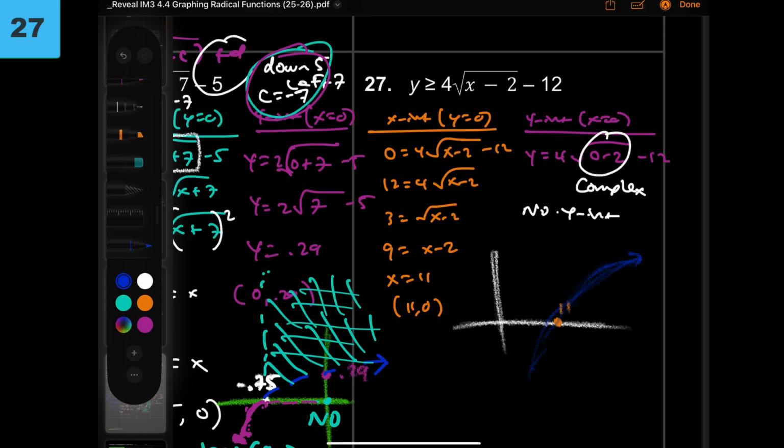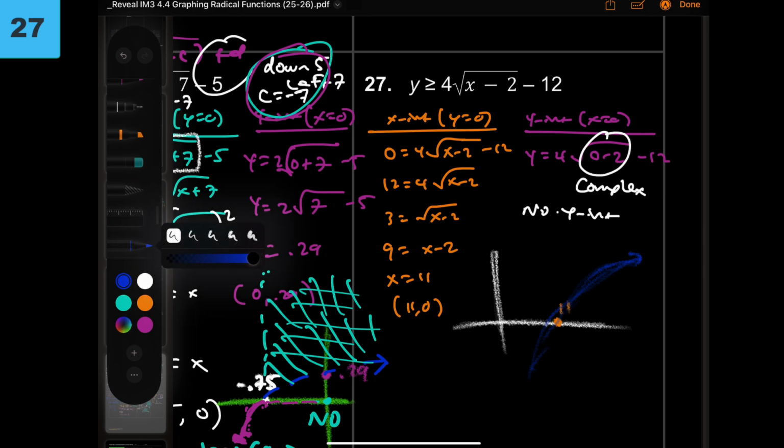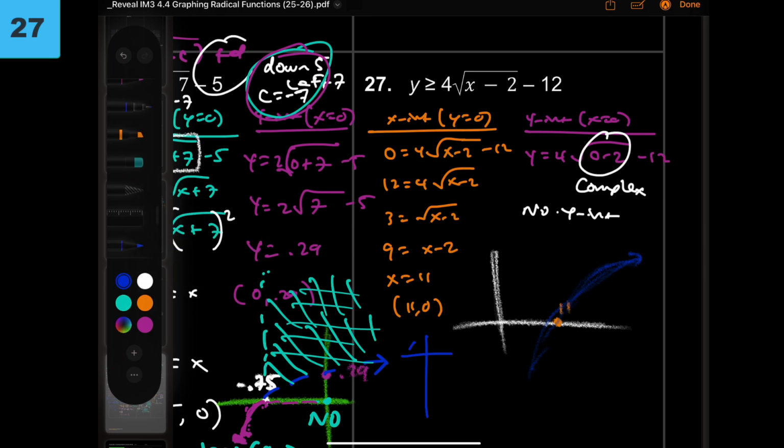You can make a table of values. Let's try that. I'll show you guys. Okay, so I can't put 0, can't put 1. If I put in 2, you get 2 minus 2 is 0, square root of 0, times 4 is 0, so that should be a 2, and that should be a negative 12. So something way down there, right? If you put in a 3, 3 minus 2 is 1, square root is 1, 1 times 4 is 4, so negative 8.